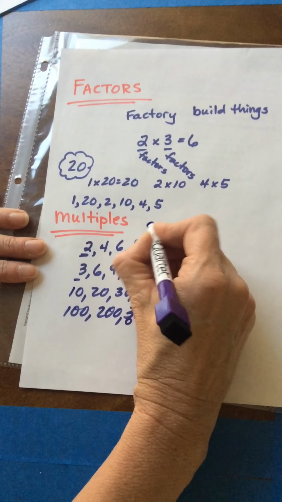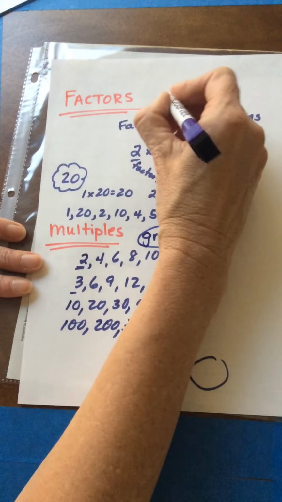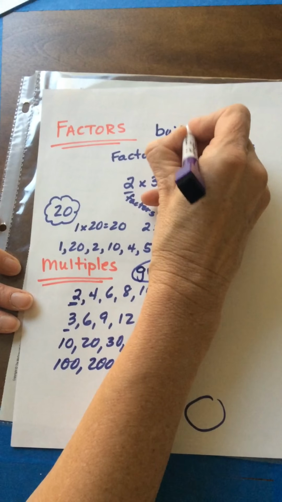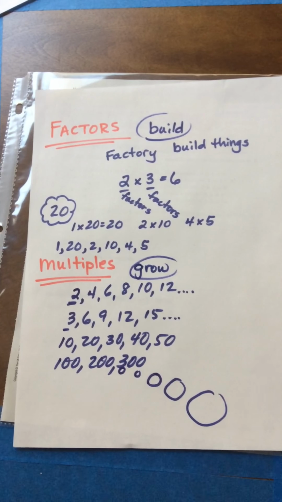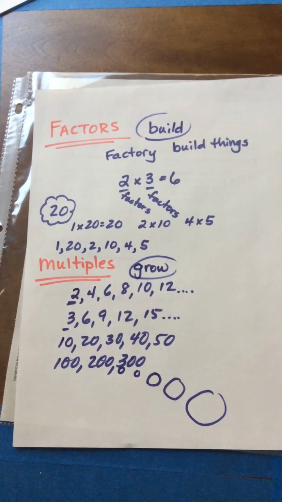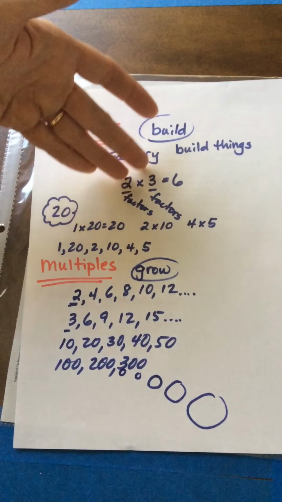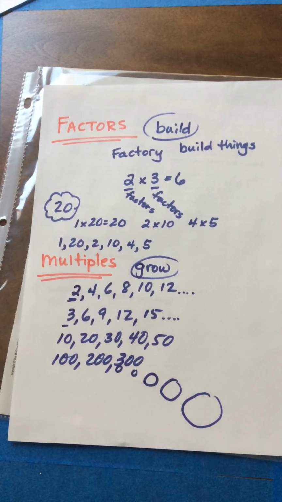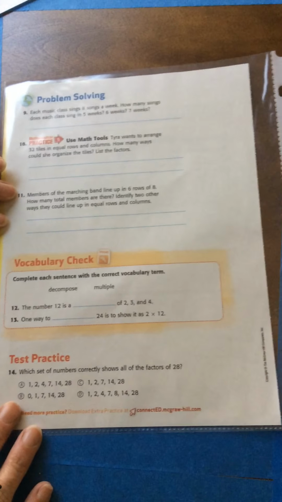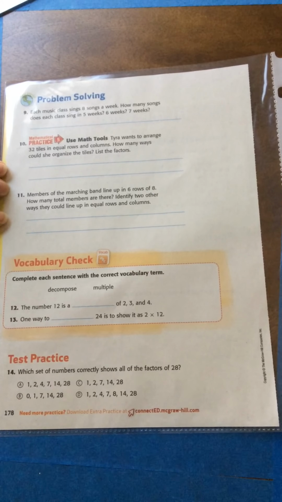So multiples grow, factors build. You need to know the difference. They will ask those types of questions on the state exam. So remember, factors are numbers that build other numbers, like 2 times 3 is 6. Multiples are numbers that grow. Just think skip counting: 2, 4, 6, 8, 10, 12, and so forth. Okay? All right, let's look at our homework page. We are on page 177 and 178 for tonight's homework.